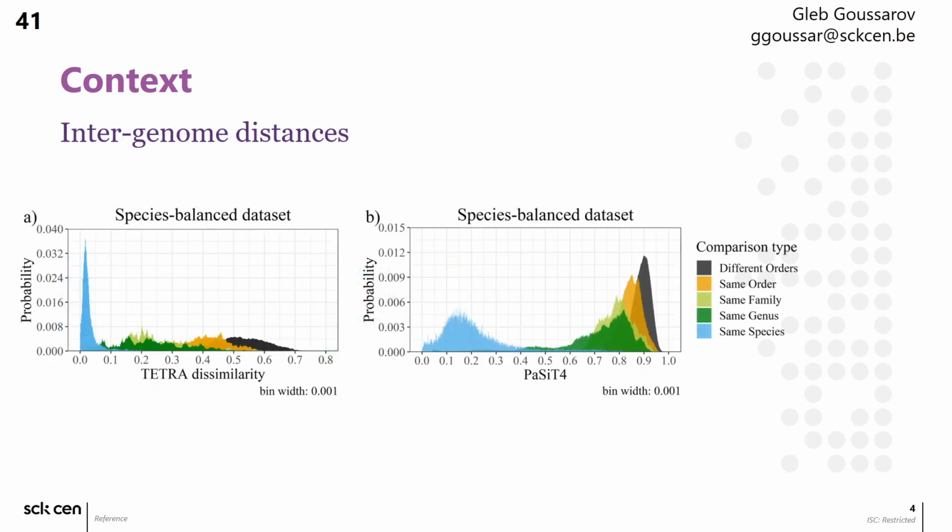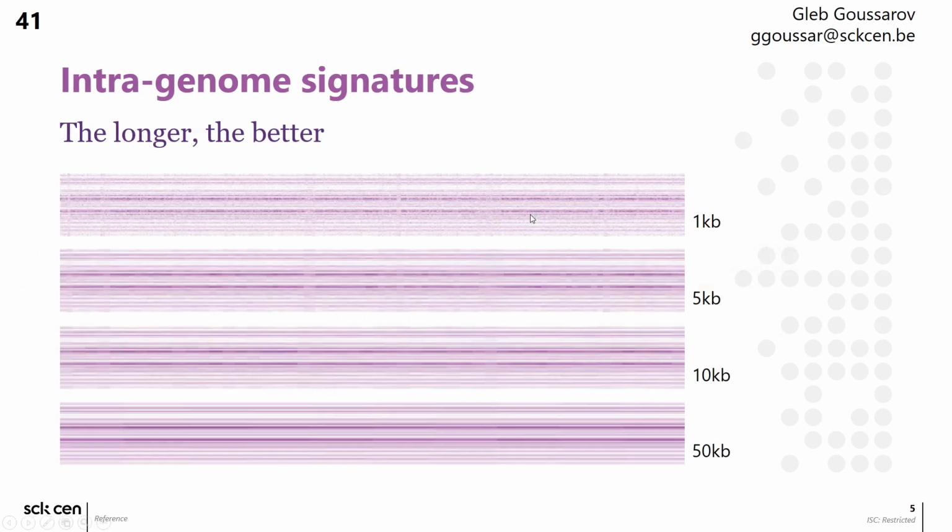Previously, we have used a similar approach to calculate a distance between genomes with a novel method we called PASSIT4. The distance was particularly efficient at identifying whether or not two genomes belong to the same species, as illustrated on the figure here on the right. We wanted to see if we couldn't use a similar approach to help with binning metagenomic contigs.